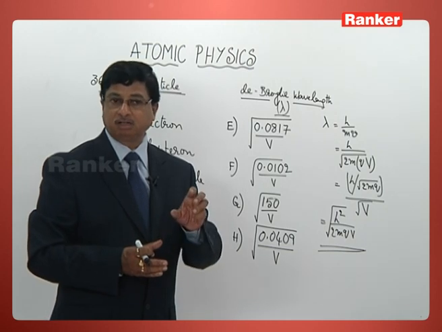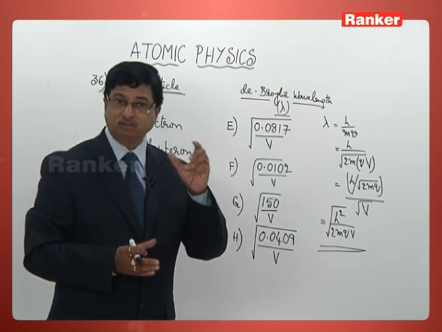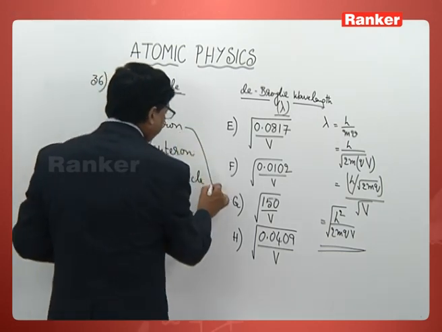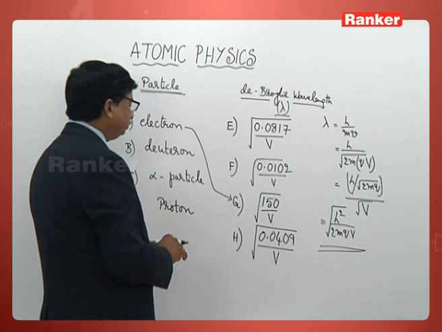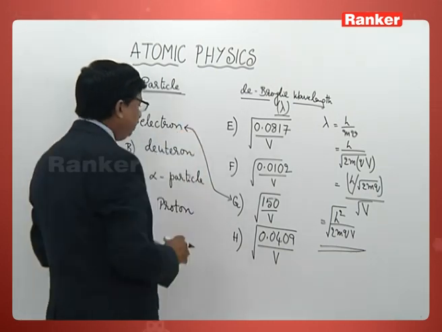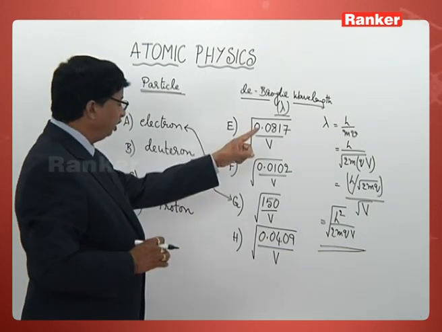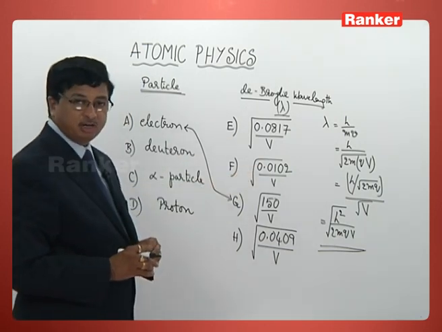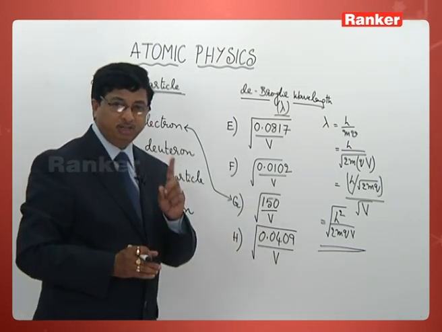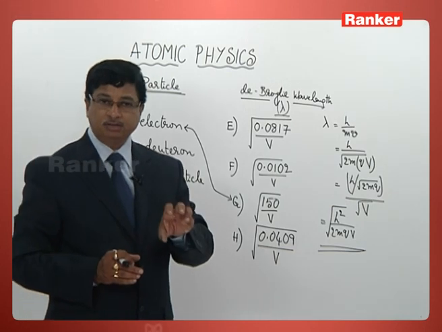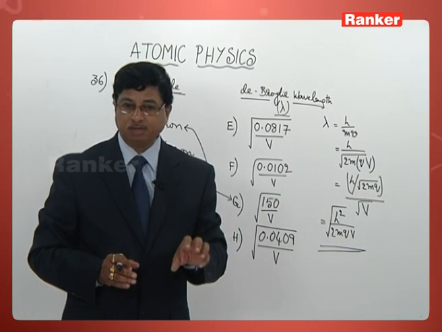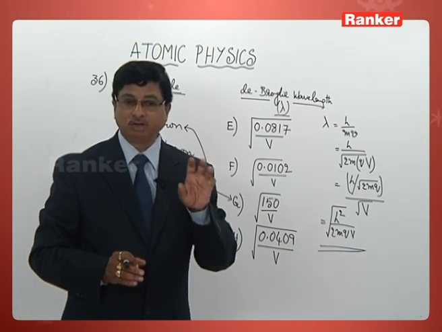So what is the correct pair? You just have to take each of the cases. For electron, it is going to be G. This you remember thoroughly and once for all. For electron, the de Broglie wavelength can be calculated roughly as under root 150 by V. What is that V there? It is the potential difference that has been applied across the electron which is in motion there. So that is the point you have to understand.